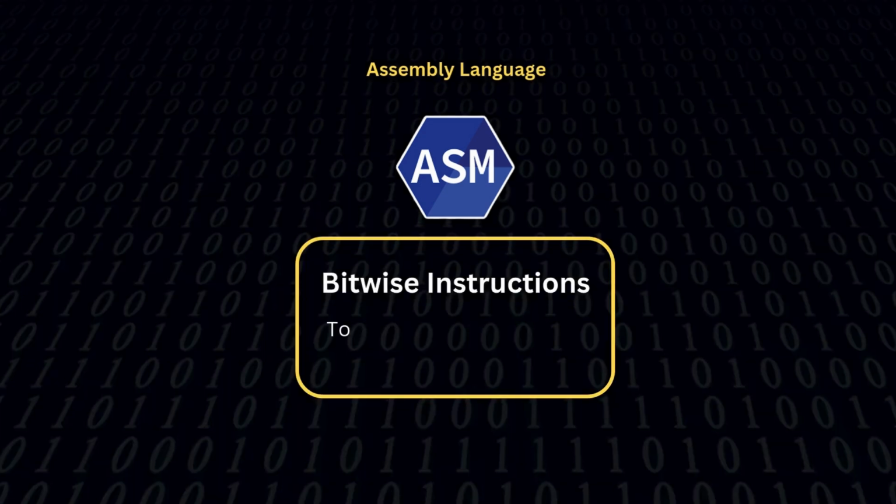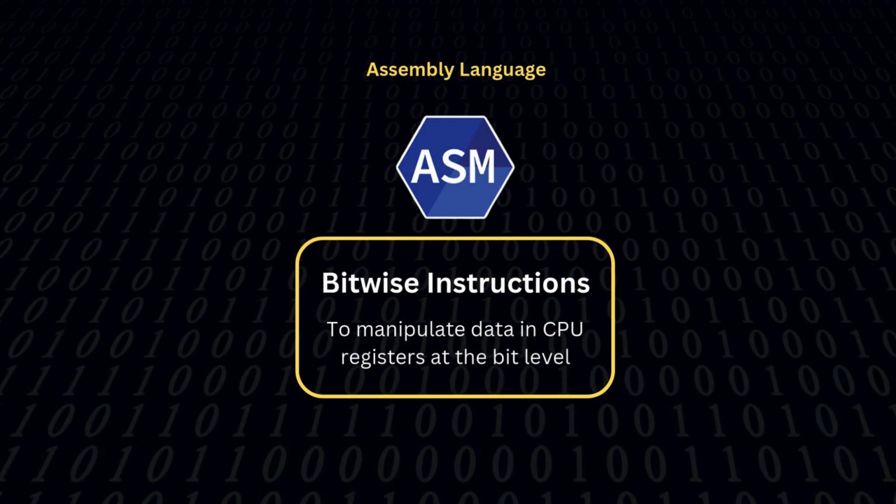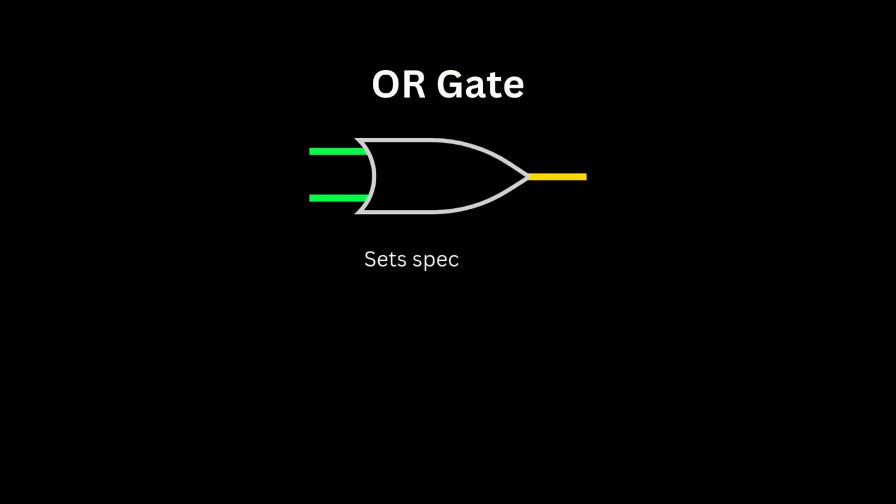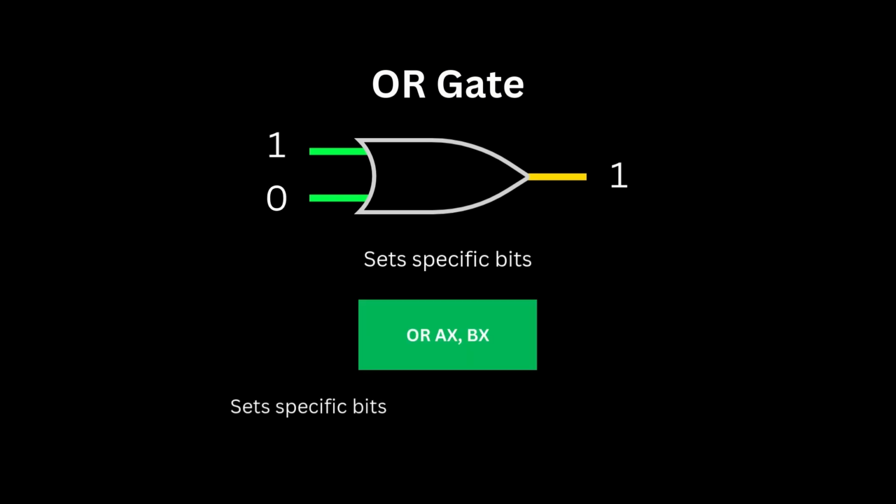In assembly language, we use bitwise instructions to manipulate data in CPU registers at the bit level. Common bitwise instructions in x86 assembly include AND, which clears specific bits. For example, AND AX, BX uses the data in register BX as a mask to clear specific bits in register AX. OR sets specific bits. For example, OR AX, BX sets specific bits in register AX using the bits in register BX.